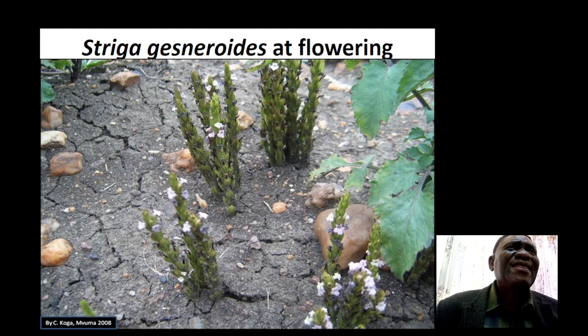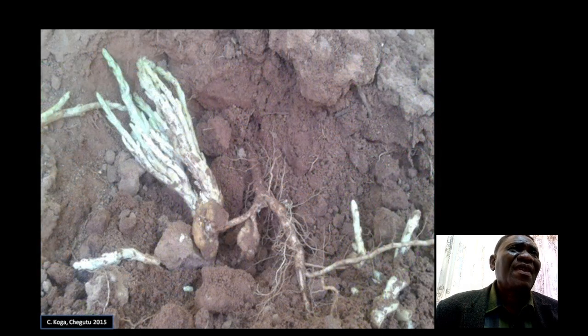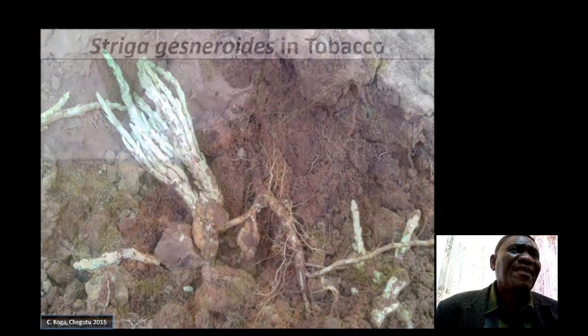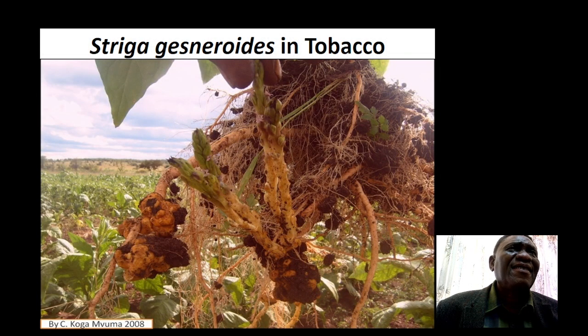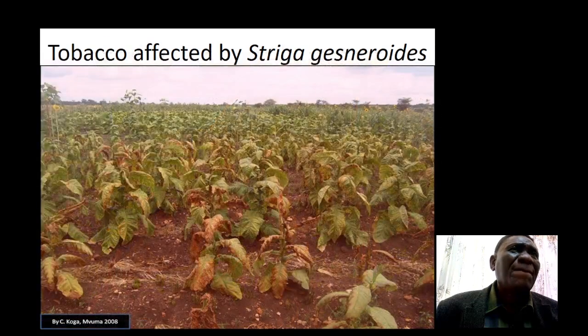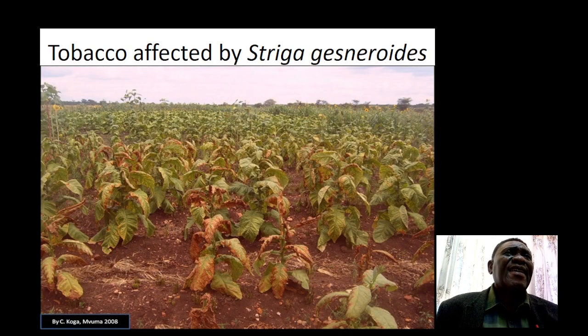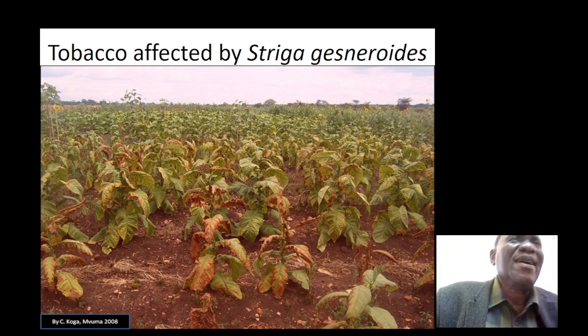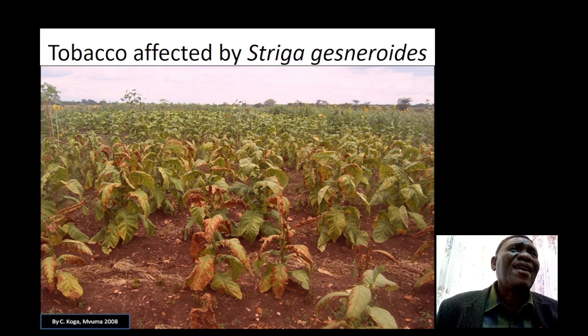These are Striga gesnerioides in tobacco. Again, Striga gesnerioides in tobacco. This then is the tobacco which was affected by the infection of Striga gesnerioides.